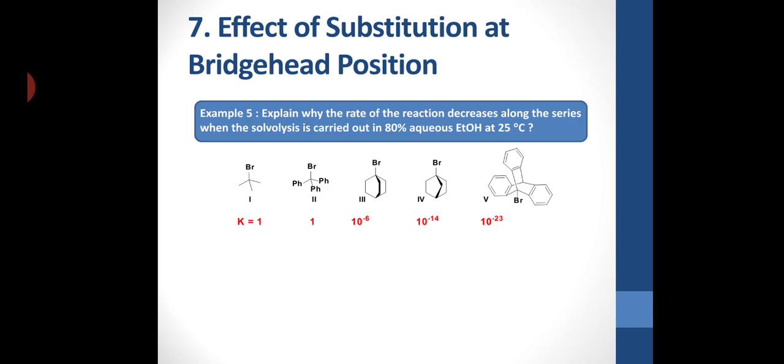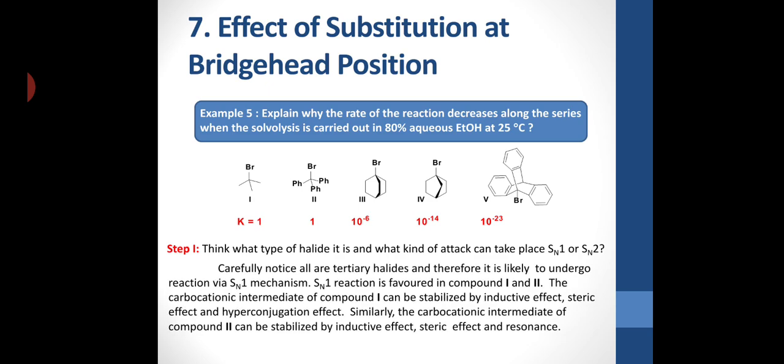Now, if you look at compound 1 and 2, they are tertiary halides, and therefore they undergo reaction via SN1 attack. As we have seen earlier, in compound 1, SN1 attack is favored because of inductive effect, steric effect and hyperconjugation. And in compound 2, SN1 attack is favored because of inductive effect, steric effect and resonance.